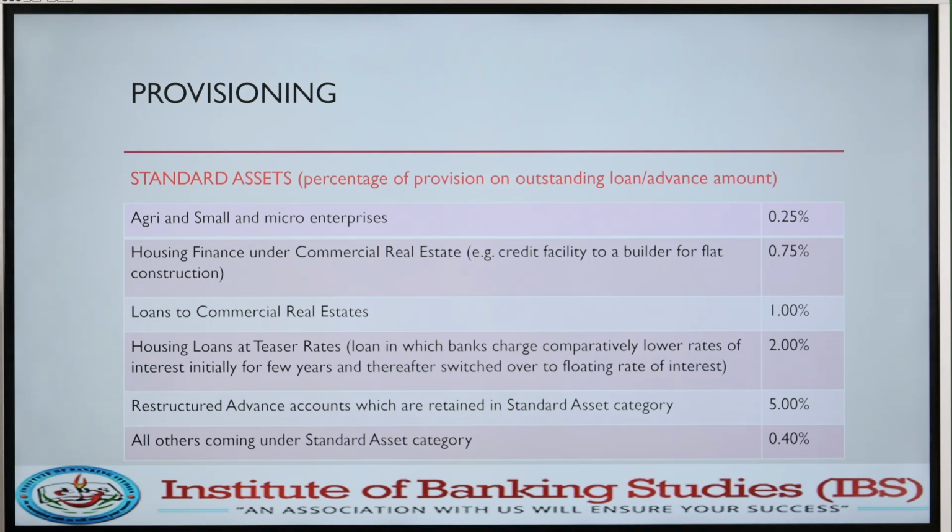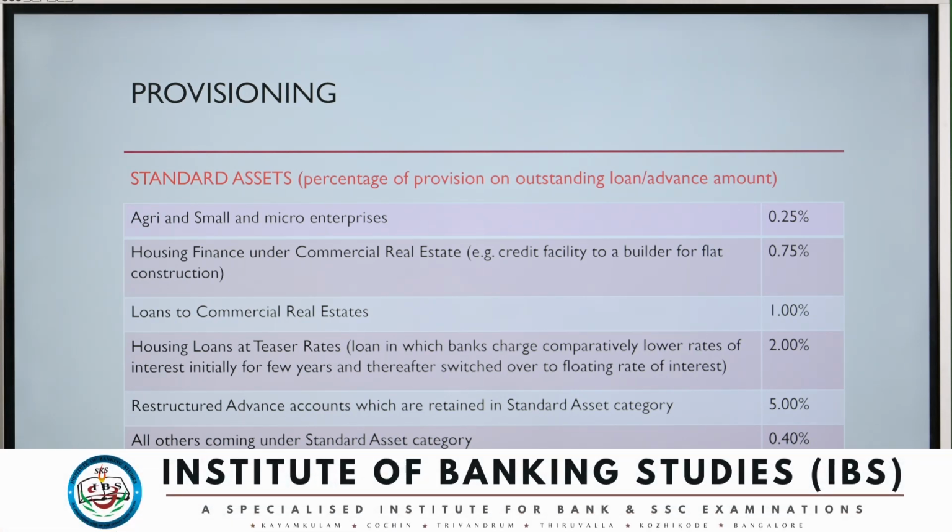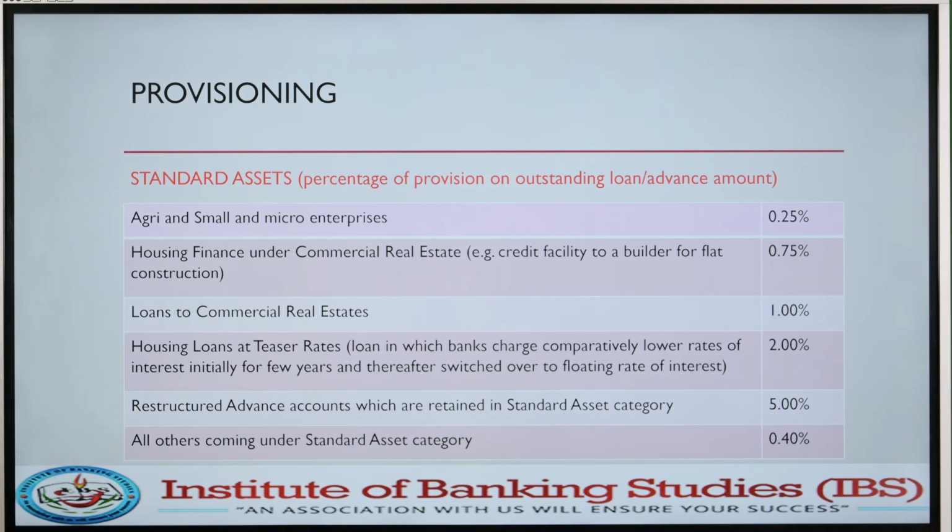Housing loans at teaser rates attract a provision of 2%. And restructured advances, which are permitted to be retained in the standard asset category, the provision requirement is 5%. All other advances which are not falling under the above categories and which come under the standard asset category, a uniform provision of 0.40% is required.